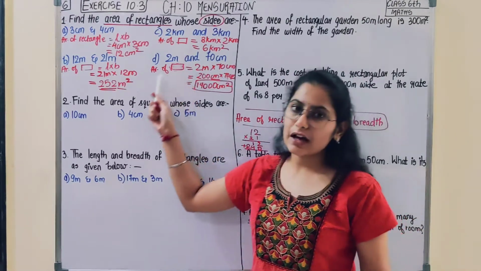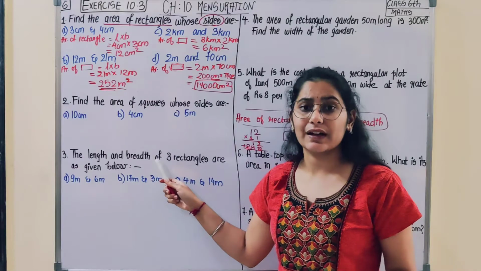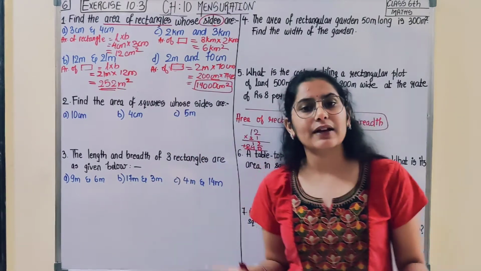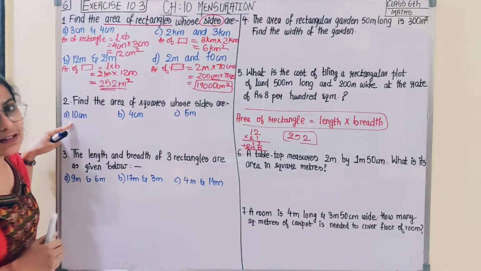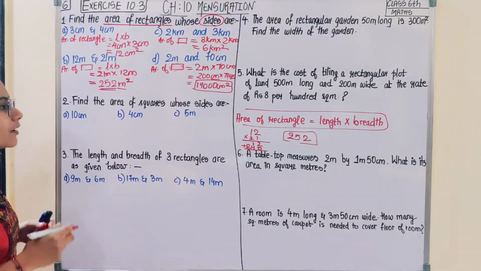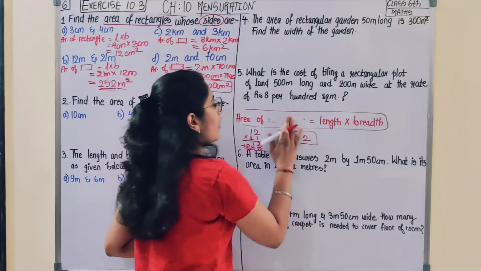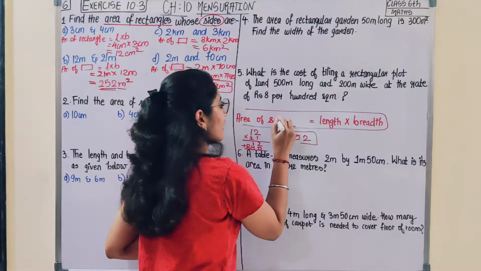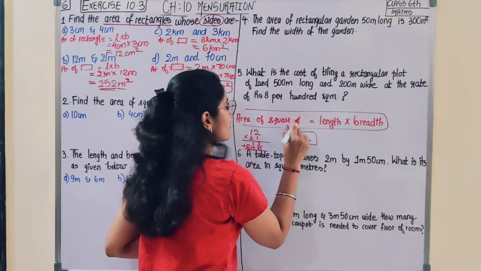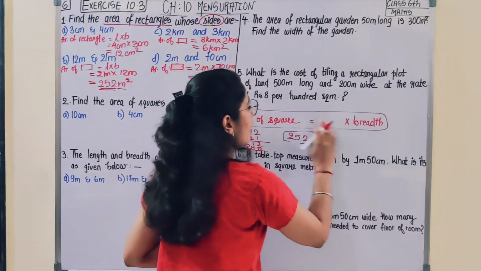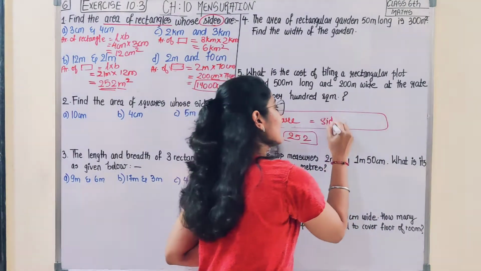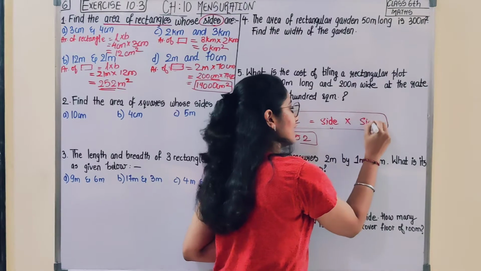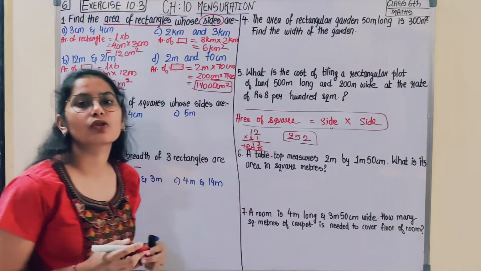Similarly, this was area of rectangle. Next is area of square. Sides are given. You have to calculate the area of square. The side is given in centimeter. We know the formula for area of square. Since a square does not have length and breadth because all its sides are equal, what would be the formula? Side into side. Side into side.